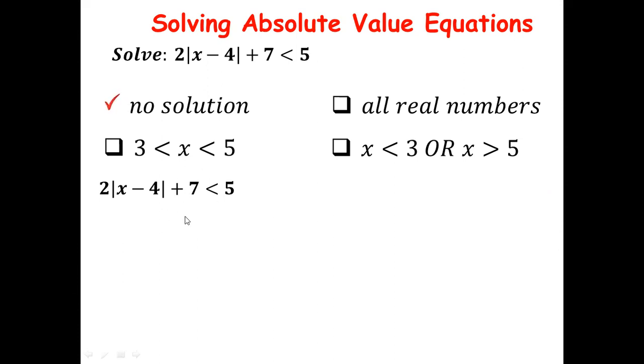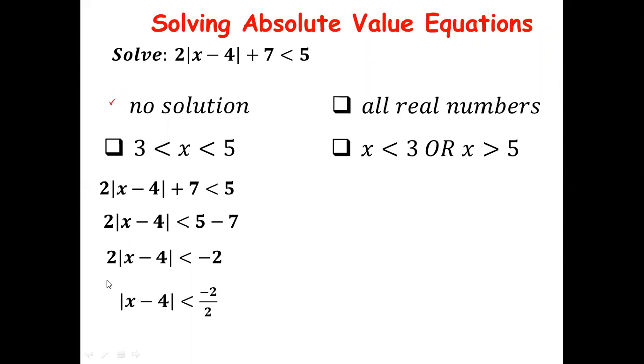First let me get rid of this positive 7. So that becomes -7 on the other side. So the inequality will be 2 absolute value of x minus 4 is less than -2. Now again, we need to get rid of this 2 as well. So to do that, we are going to divide by 2, right? So that is going to be x is less than or equal to -1.